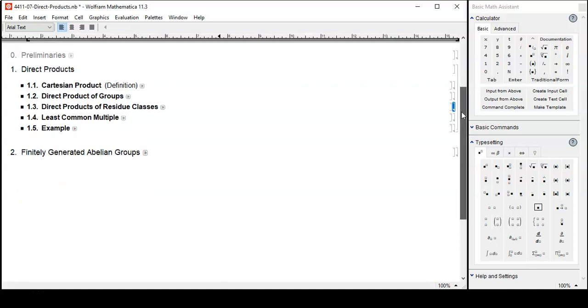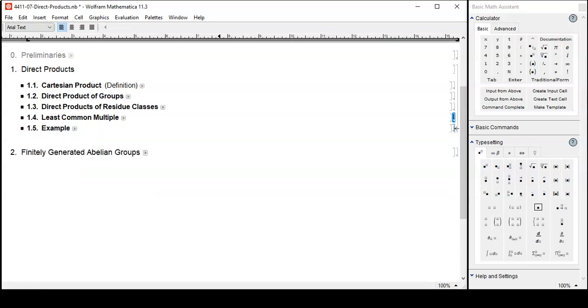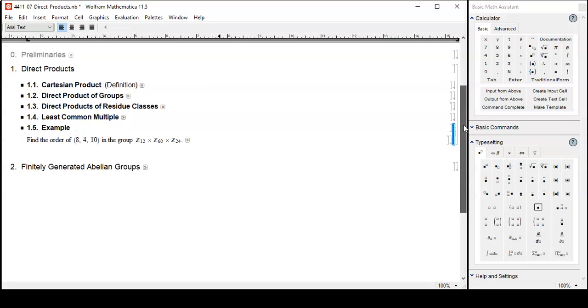And let's go to a further example problem. Oh, before that, I'll mention more about least common multiple. The order of any n-tuple is equal to the least common multiple of the orders of each of its components. That's basically the repetition of what we did, in a slightly more generalized version.